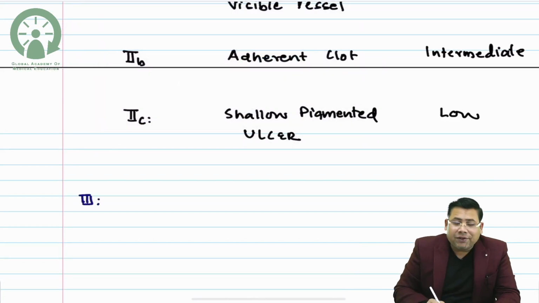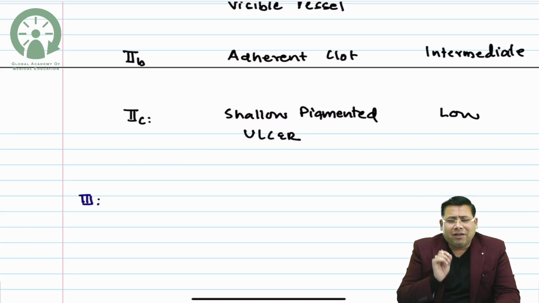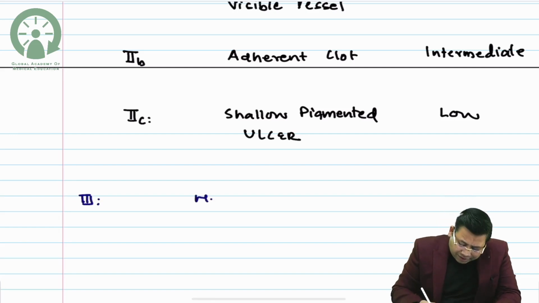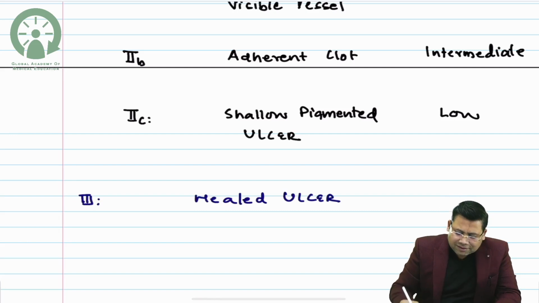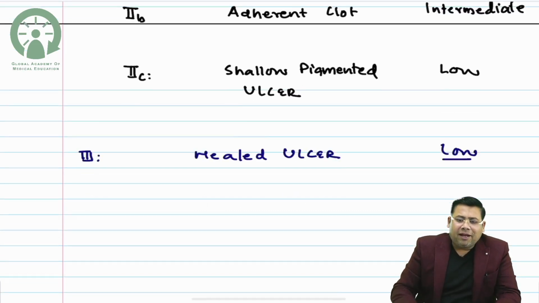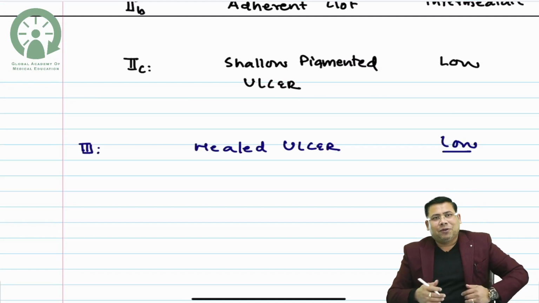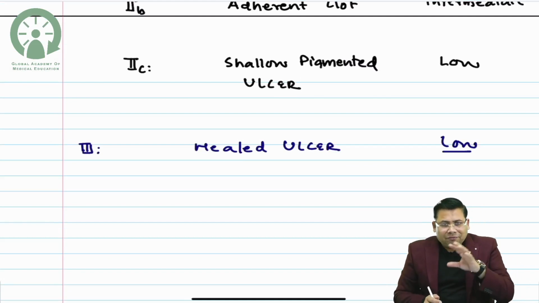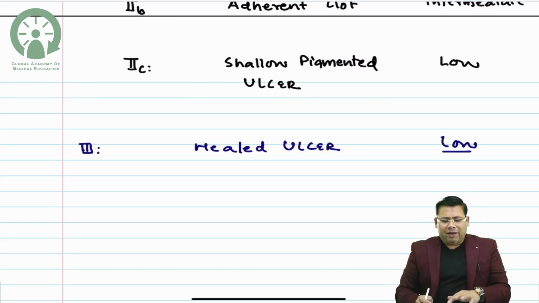The next and the last is 3. What do you mean by 3, students? It's a very simple thing. 3 means a healed ulcer. So whenever you have a healed ulcer, this is classically a 3, and the risk of rebleed is going to be low. So this is a very composite overview I have discussed.